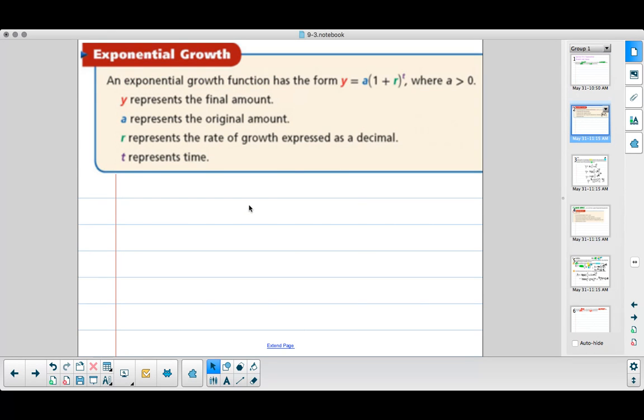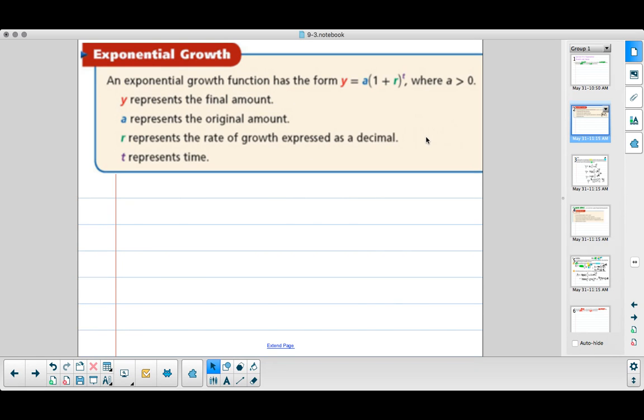An exponential growth function is written in the form y equals a times the quantity 1 plus r all to the t power, where a is greater than 0, so a has to be a number that is more than 0 and positive. Y represents the final amount, that's the answer that you're solving for. A represents the original amount or the starting amount, so a is your starting value. R represents the rate of growth expressed as a decimal.